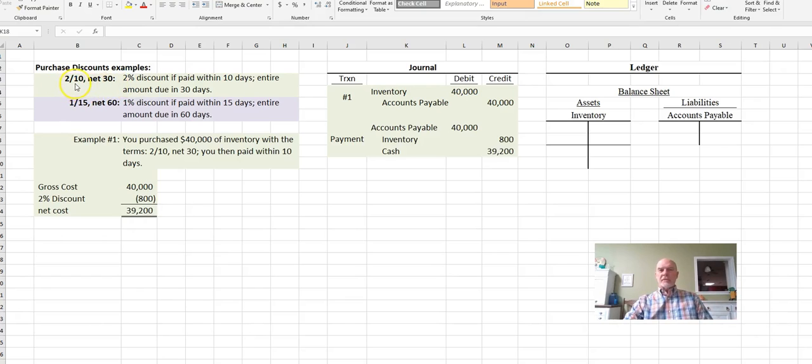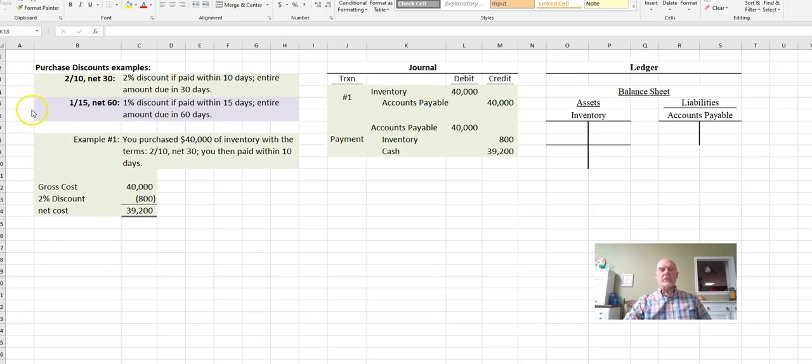This is not a fraction. That does not mean 2 tenths. It means you get a 2% discount if you pay within 10 days. Another example might be 1/15 net 60, or 1/15 net 45, or 3/15, or whatever. But like this would mean a 1% discount if you pay in 15 days, but the whole thing is due in 60 days. So there could be whatever discounts they offer.